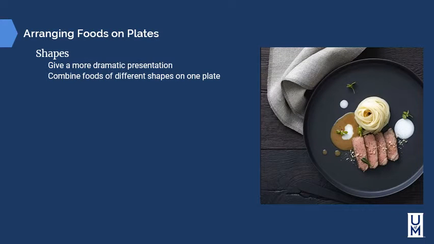While arranging foods on a plate, think about several different topics. First thing is shape. It gives a more dramatic presentation, and you want to combine foods of different shapes on one plate. So for the example seen here, we've got rectangular cuts of meat. We've got rounded or circular cuts of the pasta. We've got the foam that's put on there, and then just random sizes of the microgreens.